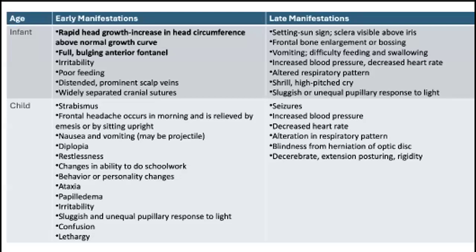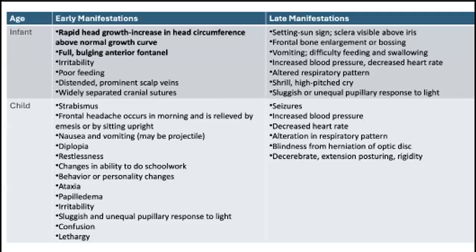We might start to have visual issues. They might have strabismus, they might have diplopia. They could be a little restless, they could be a little ataxic, a lot of irritability. Again, sluggish or unequal pupils, confusion and lethargy. One thing, when it's building slowly, we might start to see a decline in school performance and some behavioral or personality changes.